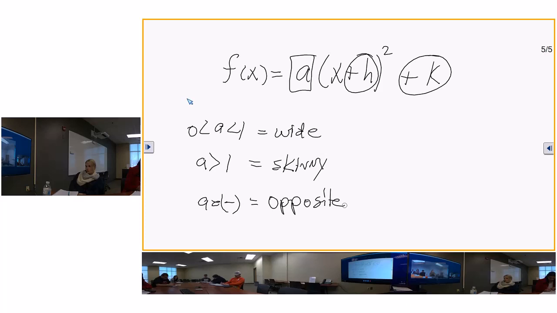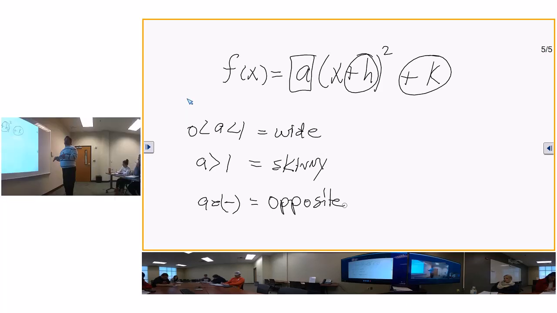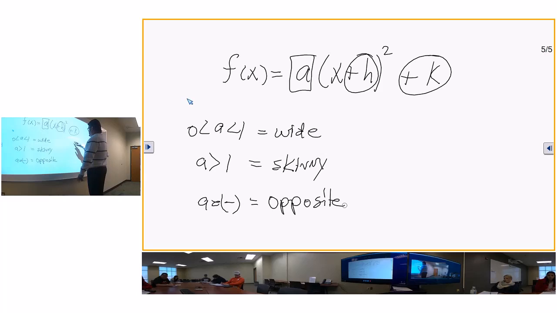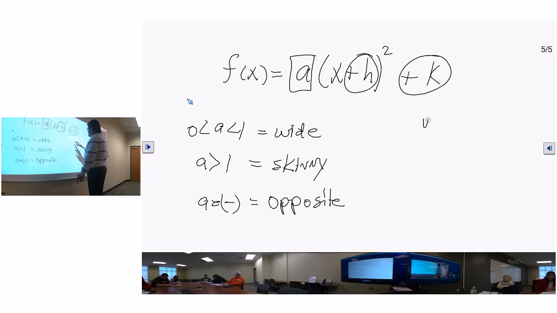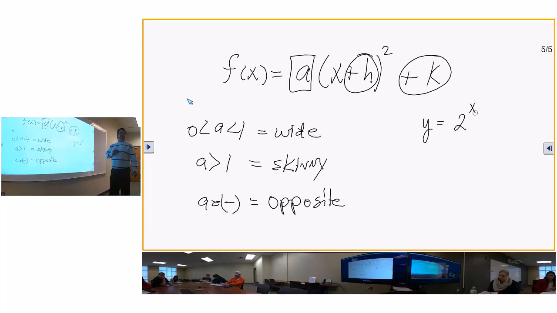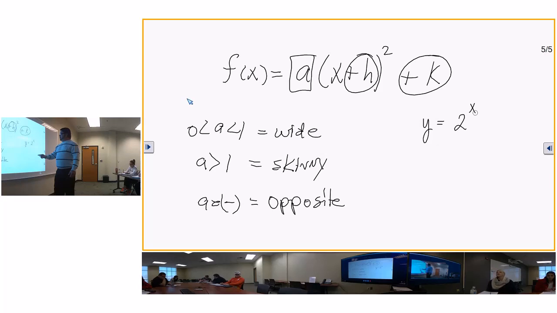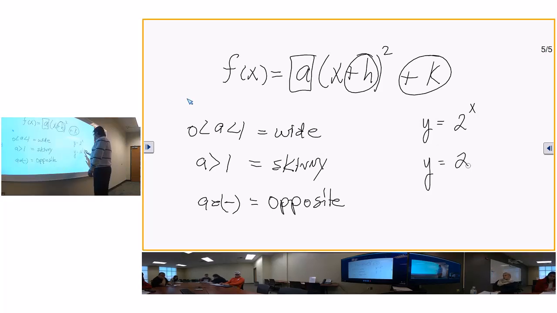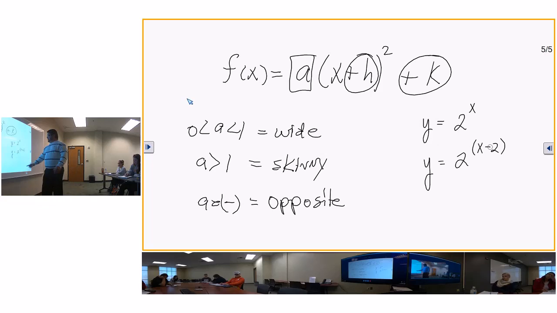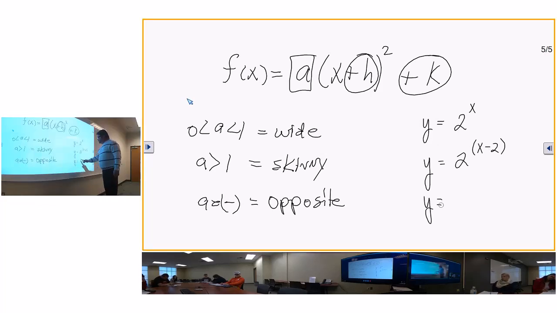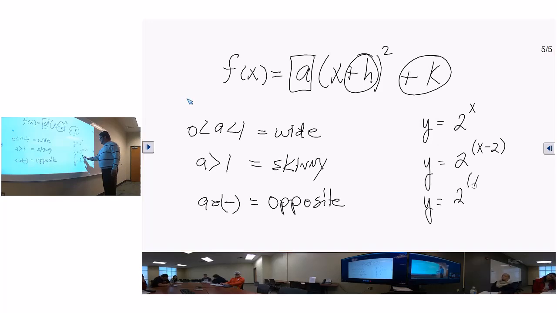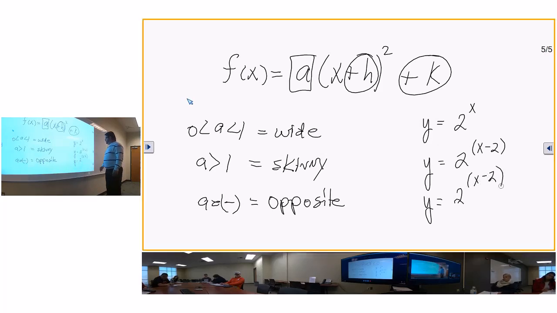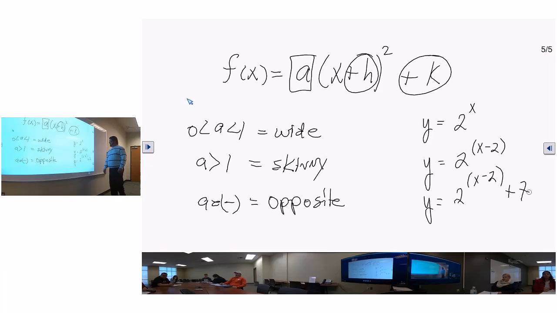So now let's take our 2 to the x, since we're talking about exponentials. We did f of x, or y, hold your pinky up and say f of x. y is equal to 2 to the x. We said that was a basic model. And then we did y is equal to 2 to the x minus 2, which means a horizontal shift of 2 to the what? To the right. And then plus 7. So that's a vertical shift.